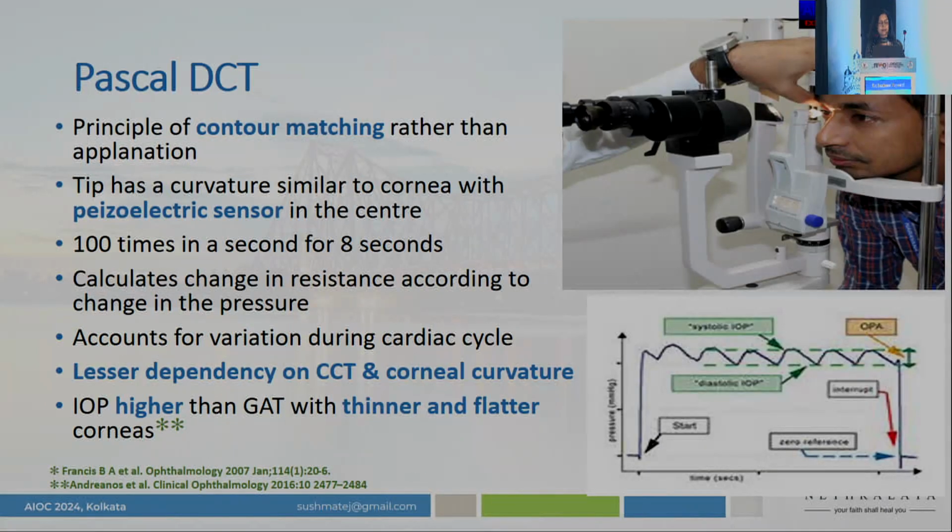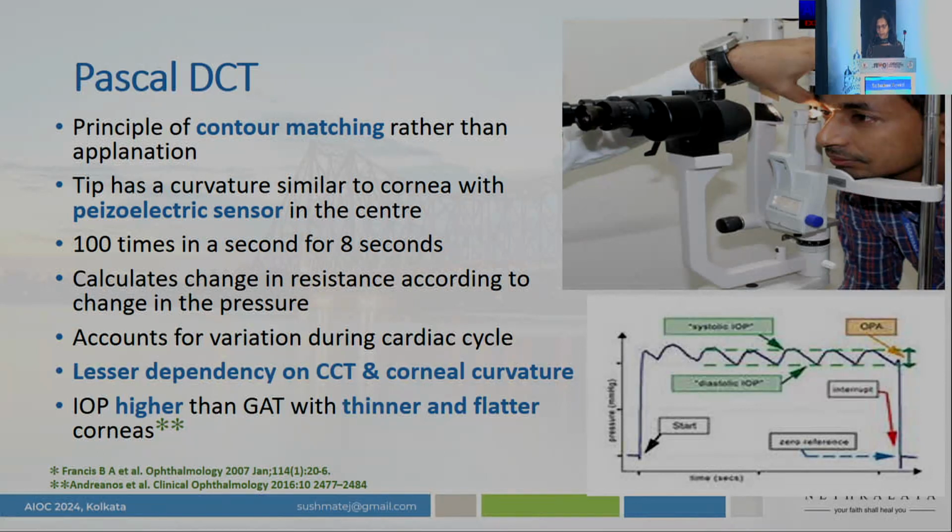Pascal DCT is something which can be considered ideal. It is similar to GAT, but it is not dependent on applanation. It is contour matching. It has a piezoelectric sensor which calculates the changes in resistance and gives us the intraocular pressure. It's supposed to be less dependent on CCT and corneal curvatures, but is not very commonly used because the probes are quite expensive. Also, the intraocular pressures are higher than GAT with particularly thinner and flatter corneas, so it takes care of those abnormalities.